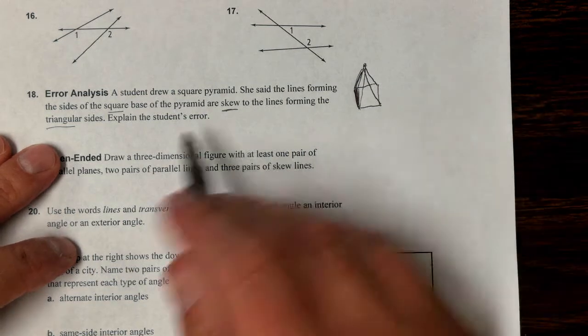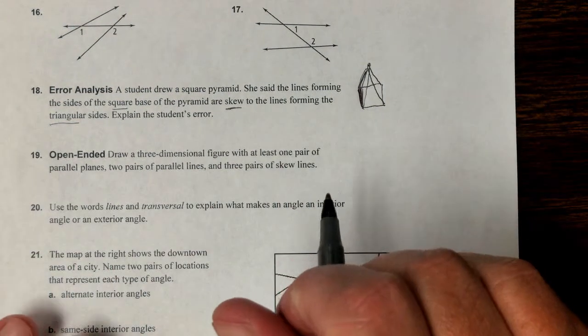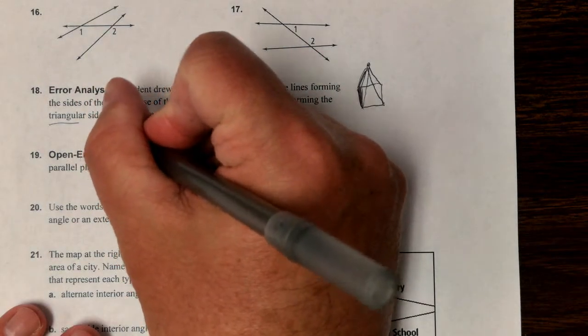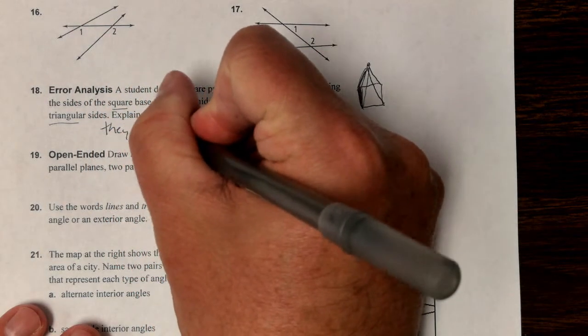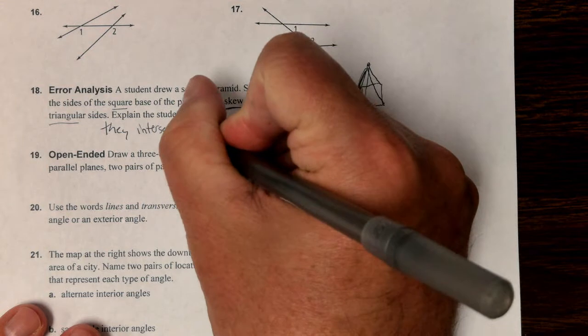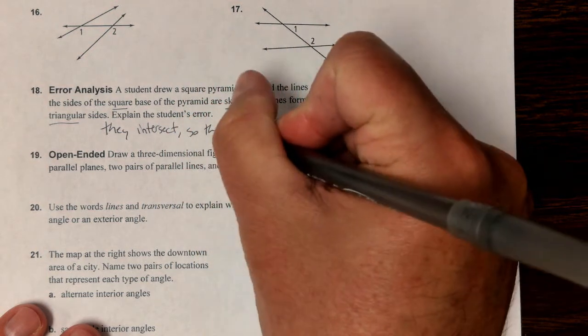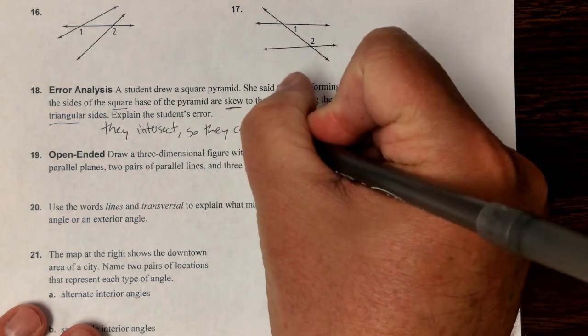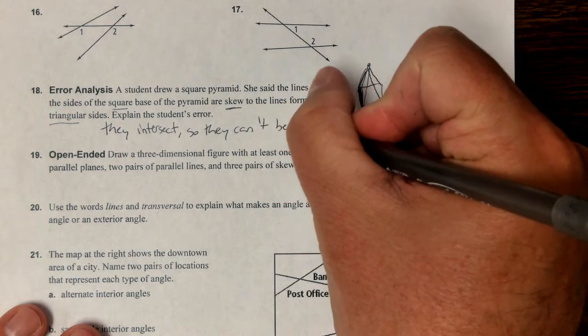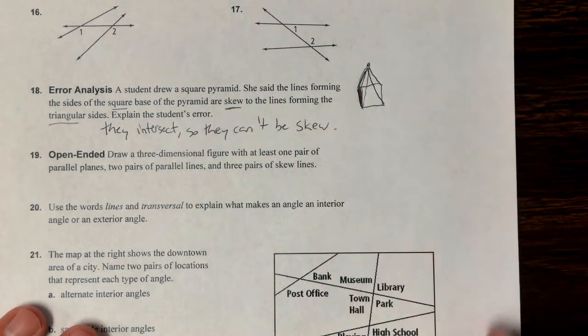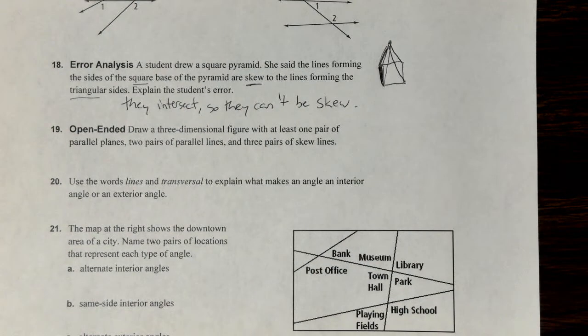So the error is that they intersect, so they can't be skew. They intersect, so they can't be skew, because skew means they don't intersect, as well as not on the same plane.